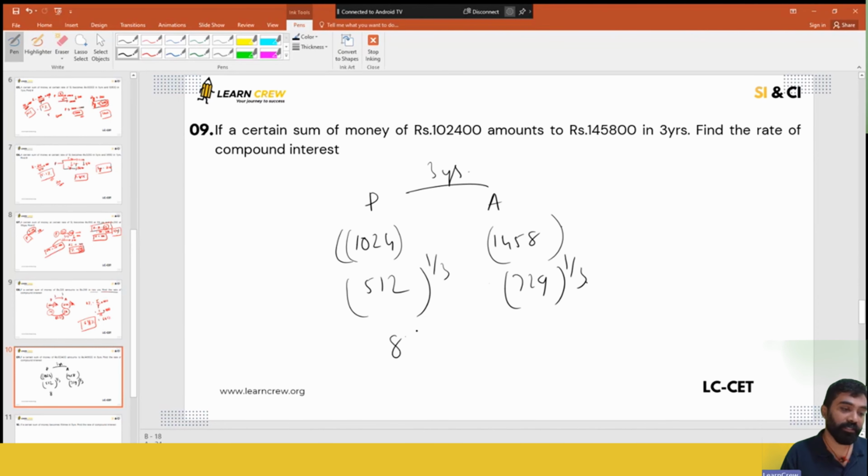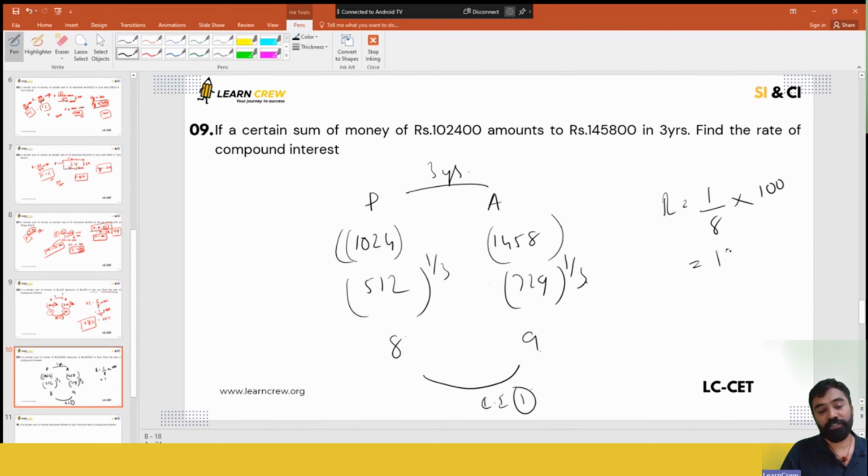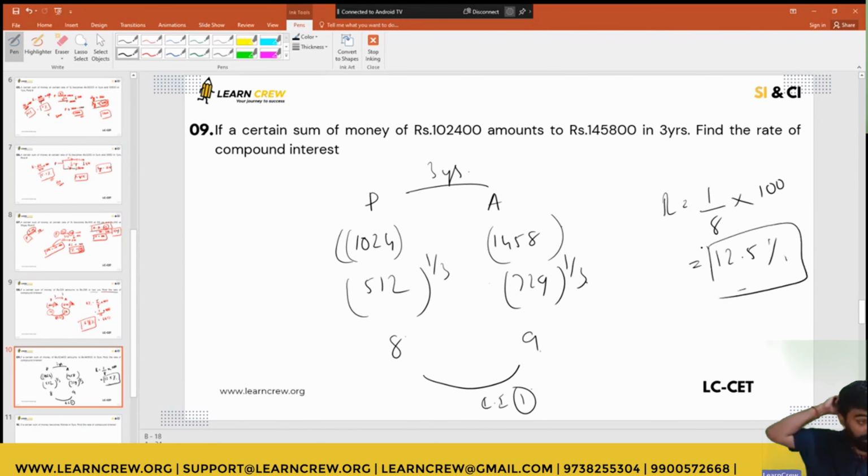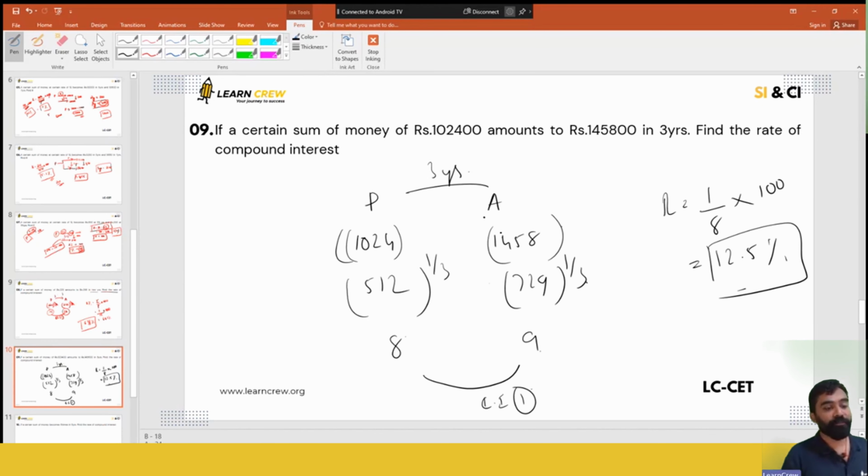This can be 8, and this can be 9. This is going to be, the compound interest is going to be 1, and the rate of interest is going to be 1 upon 8 into 100. 1 upon 8 can be written as 12.5. Fine. Okay. I forgot to simplify it. So whenever you get some numbers, simplify it and then apply the cube.